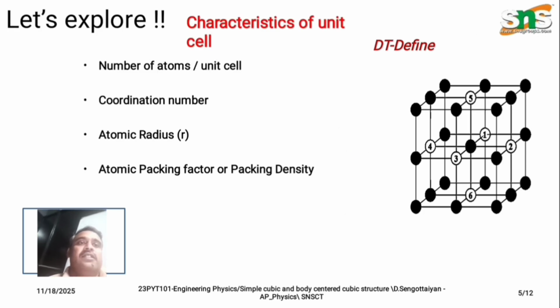Next title is about important lattice parameters in a crystal. These 4 parameters are important to describe the crystal lattice. The first is the number of atoms per unit cell. Next is the coordination number, meaning the nearest lattice points. Then the atomic radius, which is half of the distance between any two nearest atoms. Finally we find the atomic packing factor value and the packing density.